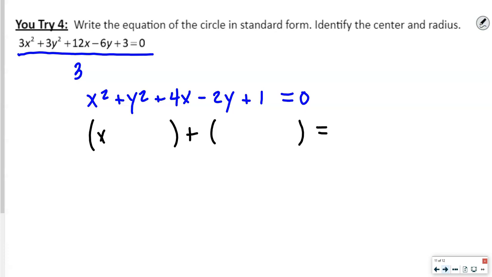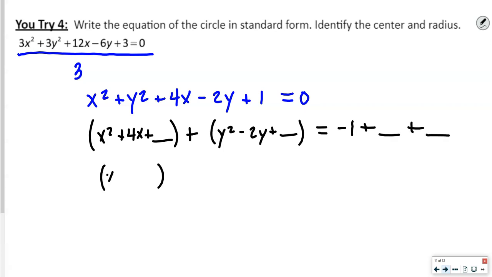Okay, so we've got x squared plus 4x plus blank, y squared minus 2y plus blank. Going to subtract that 1 and put it on the other side. And then do our plus blank, right? So down here, we've got x and we've got y. Okay, so what are we going to do? We're going to divide the 4 by 2, right? So that's going to be plus 2. 2 times 2 is 4. Put the 4 in both blanks.